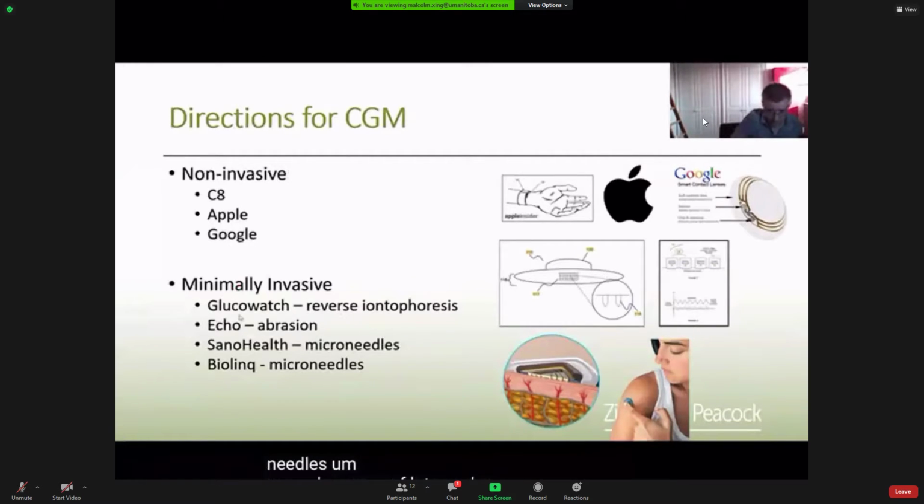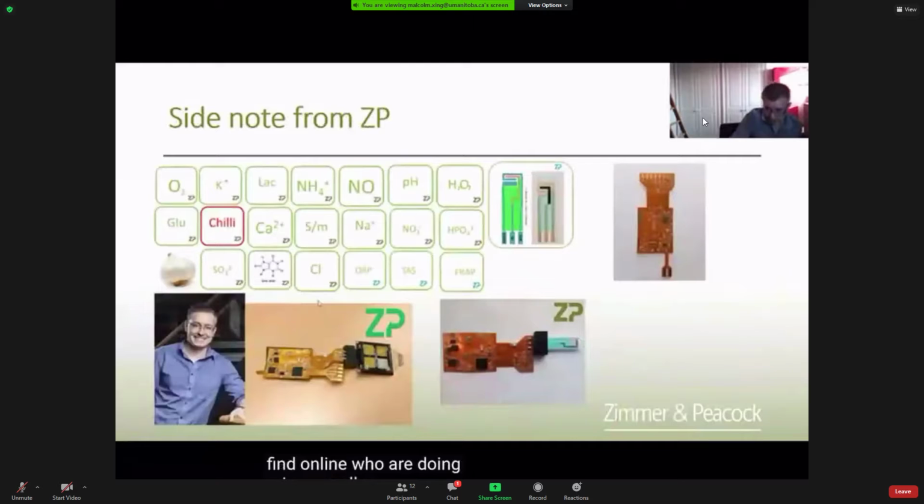So for minimally invasive, we've had GlucoWatch have a go at this, Echo Therapeutics have had a go at this. Sano Health, they're a little hard to find these days because I think they're in hibernation at the moment, but Sano Health have tried microneedles. And BioLink, they're the easiest guys to find online who are doing microneedles.